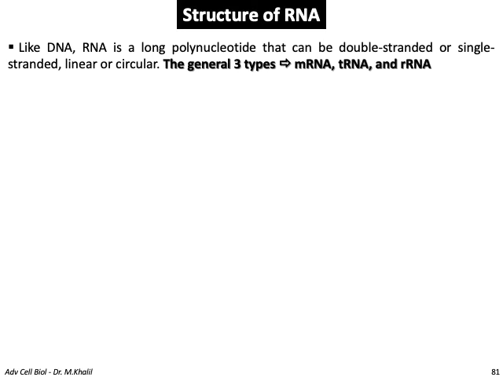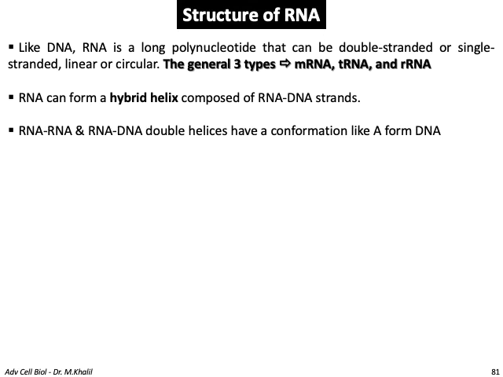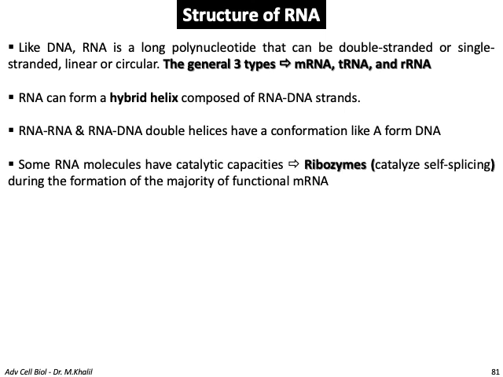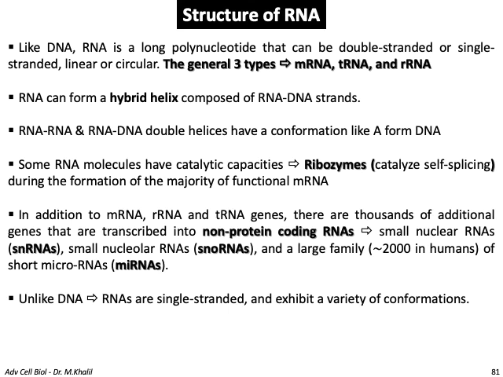Like DNA, RNA is a long polymer and has 3 major types: messenger, transfer, and ribosomal RNA. The RNA can form a hybrid helix composed of RNA and DNA strands, or an RNA double strand, which always has the conformation of A, which differs from the B form of the DNA. Some RNA molecules have a catalytic capacity. Ribozymes catalyze self-splicing once the function is done, during the formation of the majority of functional messenger RNA.